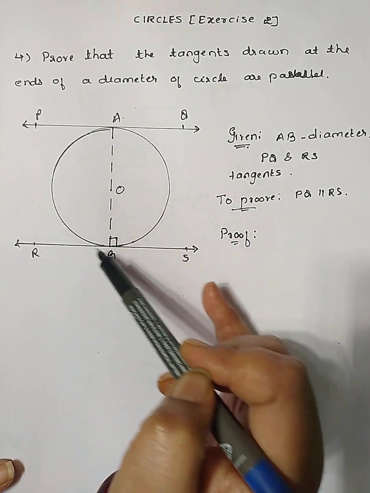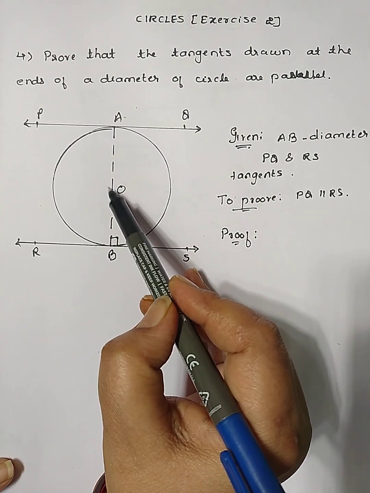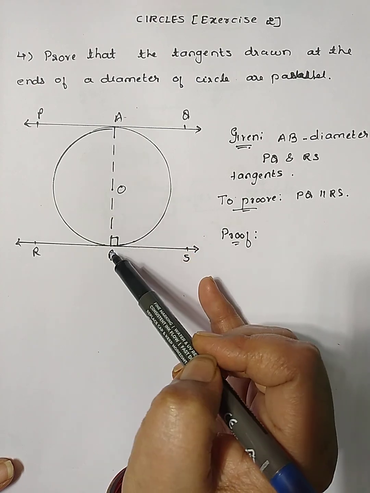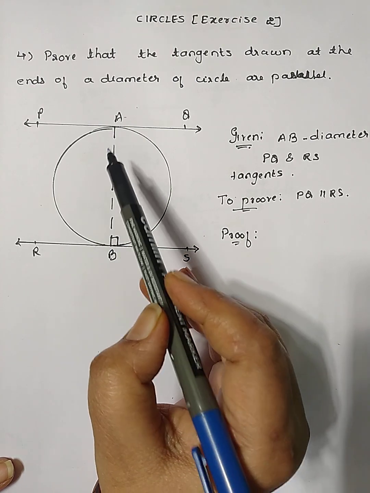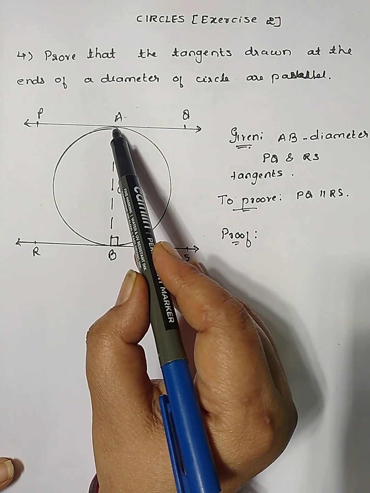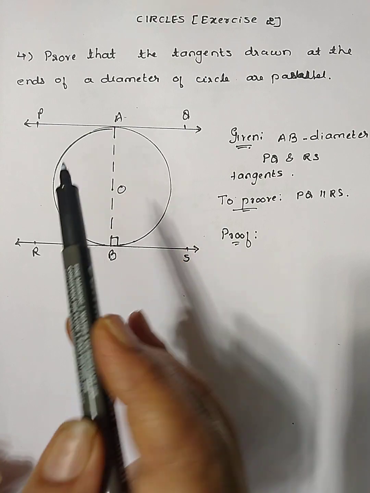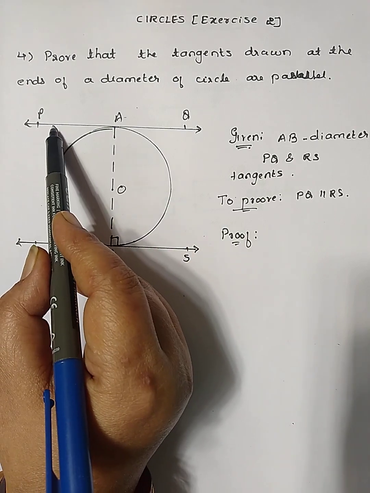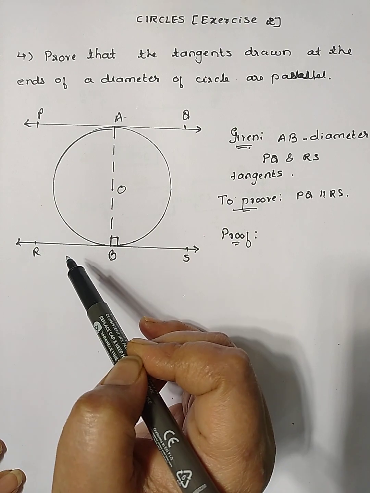So first we will draw a circle, and O is the center, and we will draw a diameter AB. A and B are the end points of the diameter. So we will draw two tangents, PQ at point A and RS at point B. We have to prove these two tangents PQ and RS are parallel.